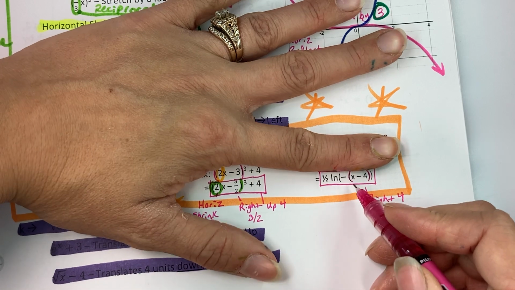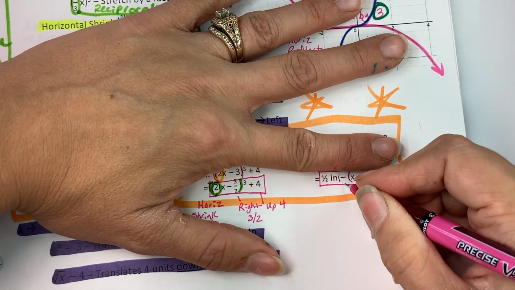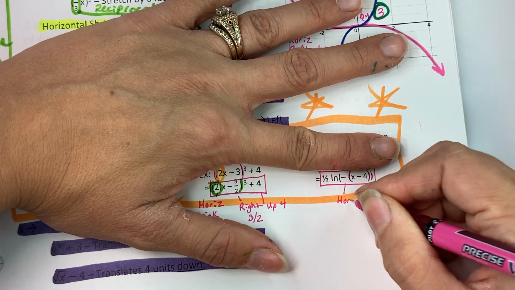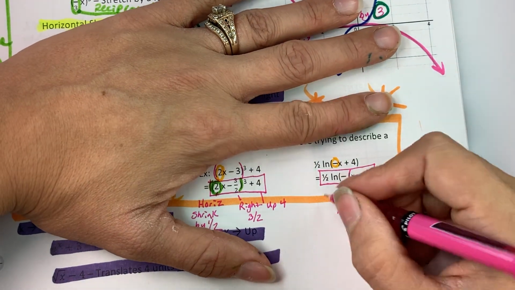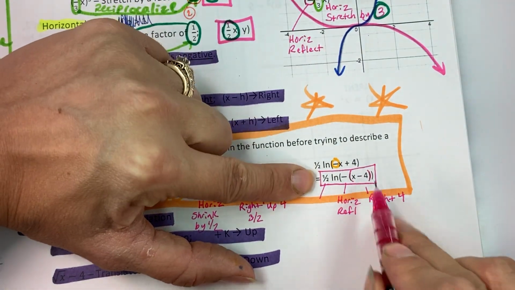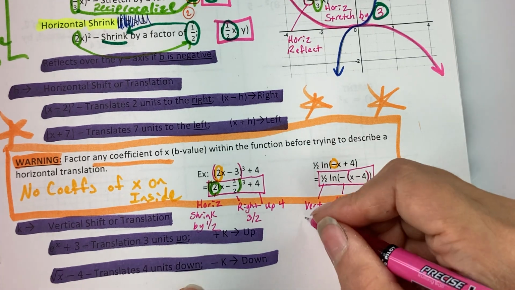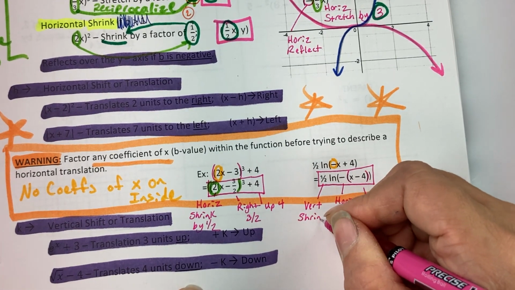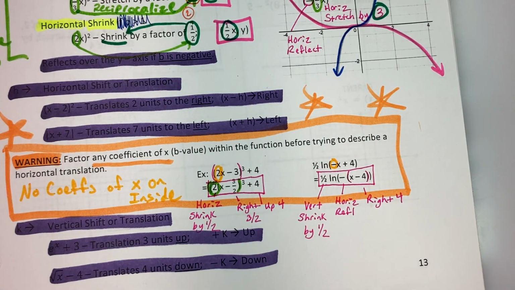This negative, though it's outside the parentheses, it is inside the natural log function. So this will be a horizontal reflection. This 1/2 is on the outside of that natural log function. So this will be a vertical. 1/2 is a shrink number. So a vertical shrink by 1/2. And folks, on the next page, up at the top, we're just going to be putting all of that stretch and shrink stuff together again.